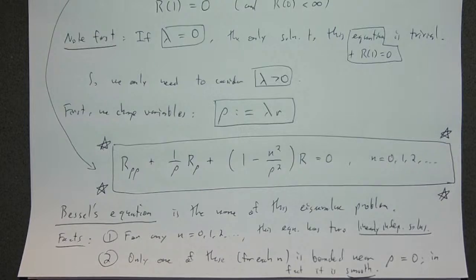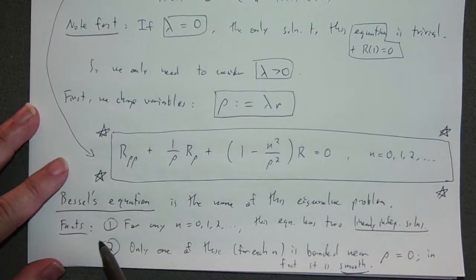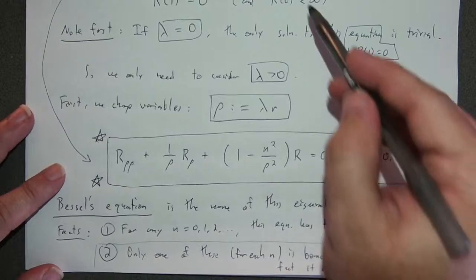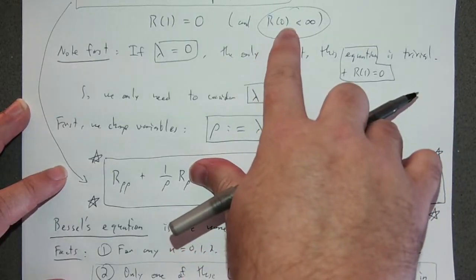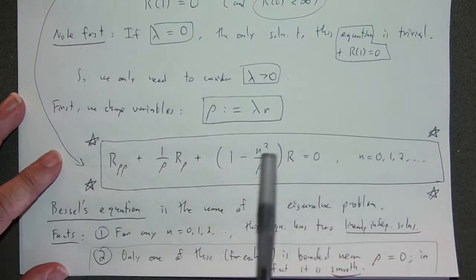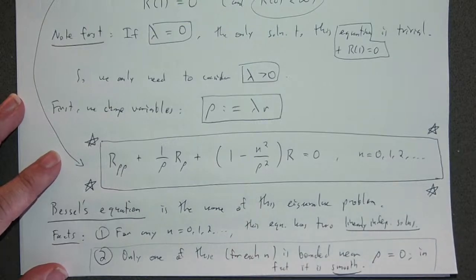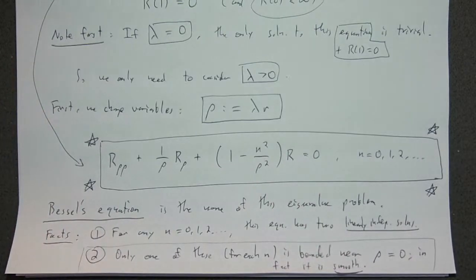So, now what? Well, this second fact, that only one of these is bounded near rho equals 0, is where this condition that I've imposed comes in. For each n I have two linearly independent solutions to this equation, but it's clear which one I want to pick. I want to pick the one that is bounded near rho equals 0, i.e. is smooth. For a given choice of n, this is called the corresponding Bessel function of order n.